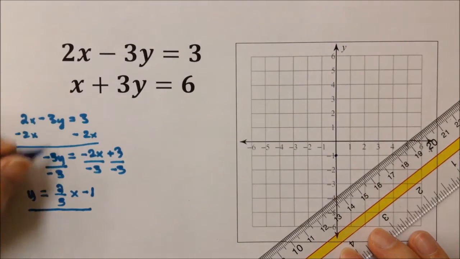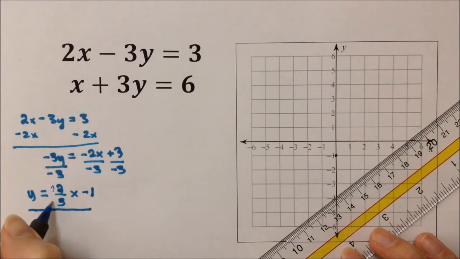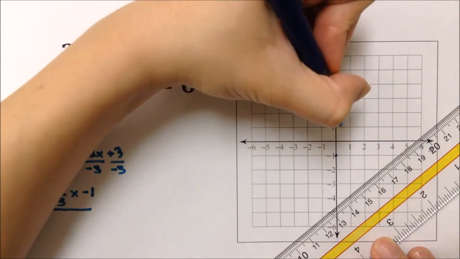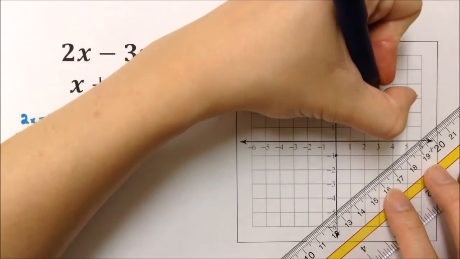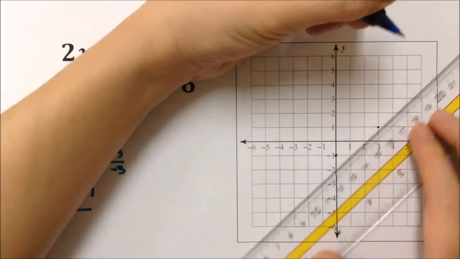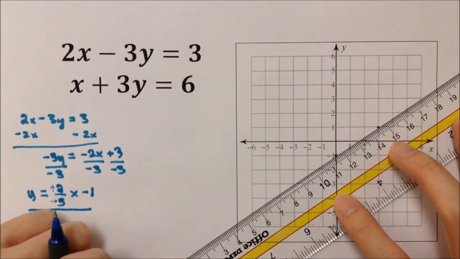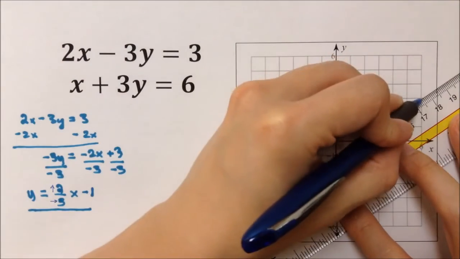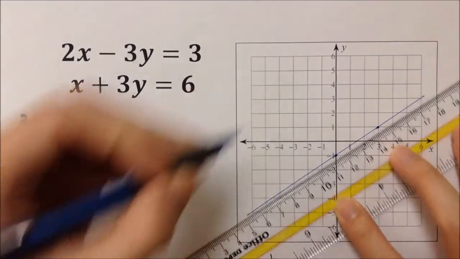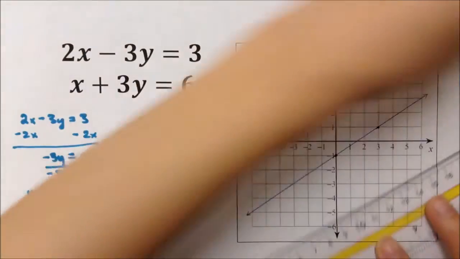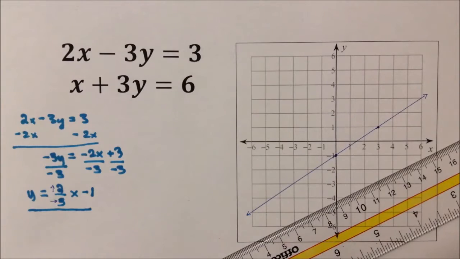So we have a positive slope. This one will go up 2 and then right 3, since it's a positive slope. So I'm going to go up 2, 1, 2, and then right 3, 1, 2, 3. So here's our second point, and then I'm going to graph connecting these two points. Alright, so we have our first graph. Let's do the second one.